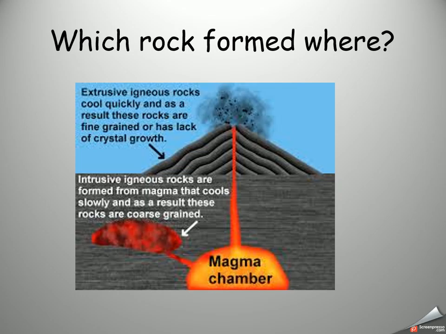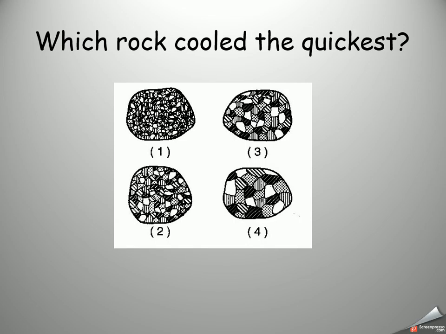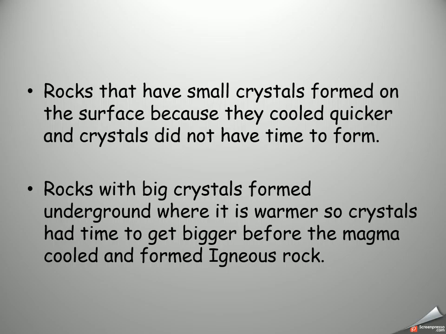Okay, there you go. Now, which rock cooled the quickest? Well, just as I've explained, you can see that this one cooled below the surface because the crystals had time to form. Whereas this one, where the crystals are tiny, obviously cooled above the ground, where it cooled very rapidly. And there's basically a very quick explanation. Rocks with small crystals formed on the surface because they cooled quicker and the crystals didn't have time to form. Rocks with bigger crystals formed underground where it is warmer, so the crystals had time to get bigger before the magma cooled and formed igneous rock.